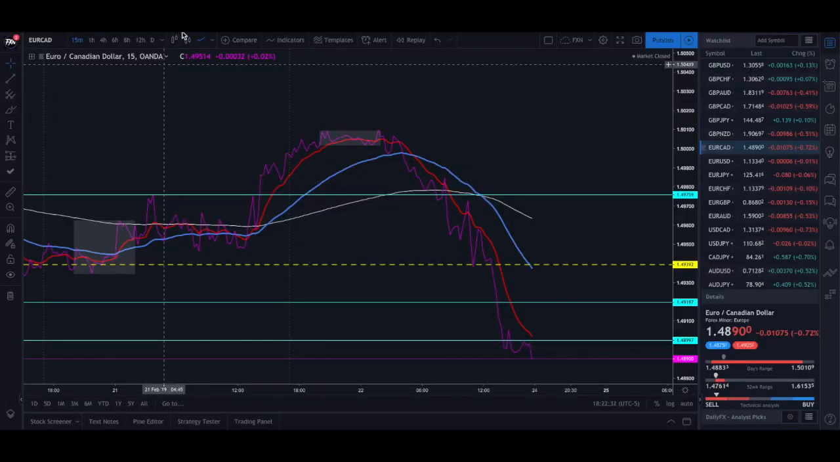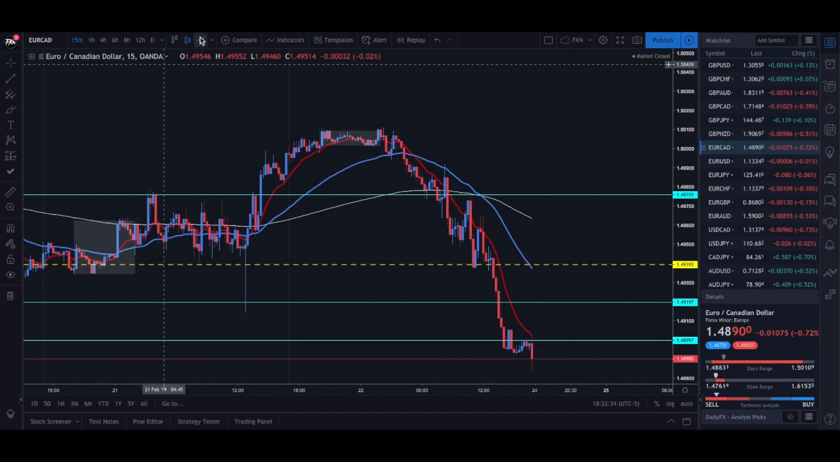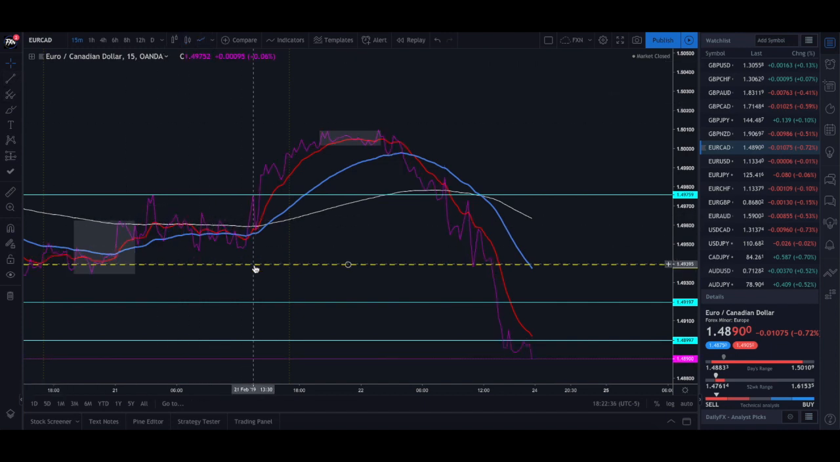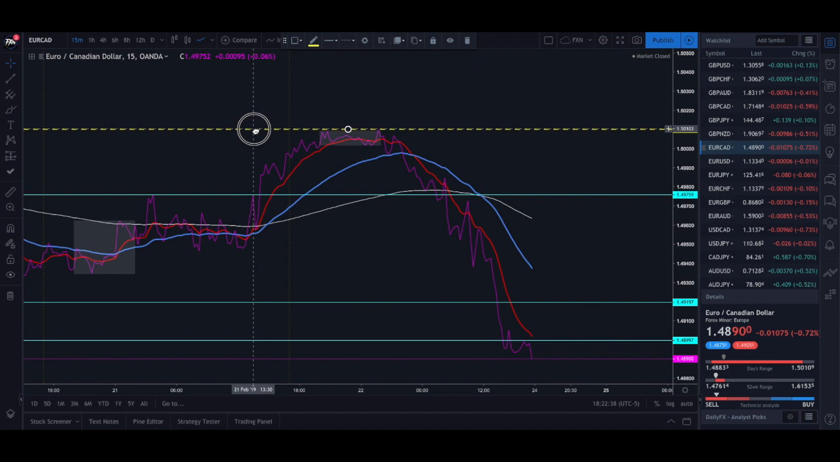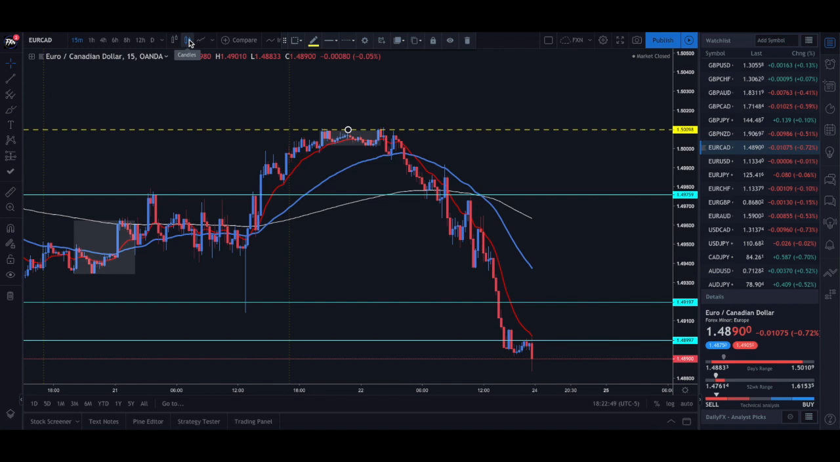What do you have here on EuroCAD? 3 hits to the high of Asia, and then we drop, and then we come back one more time. Look, 1, 2, 3, 4, 5, 6, drop to the 50, come back up, retest it, and then come right back down. It's a type 2 setup, right?